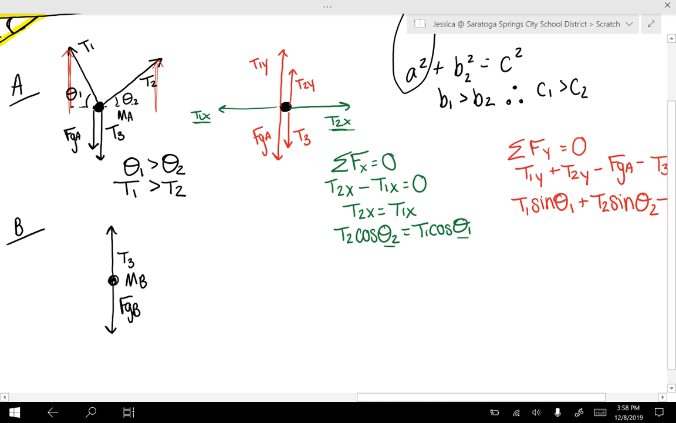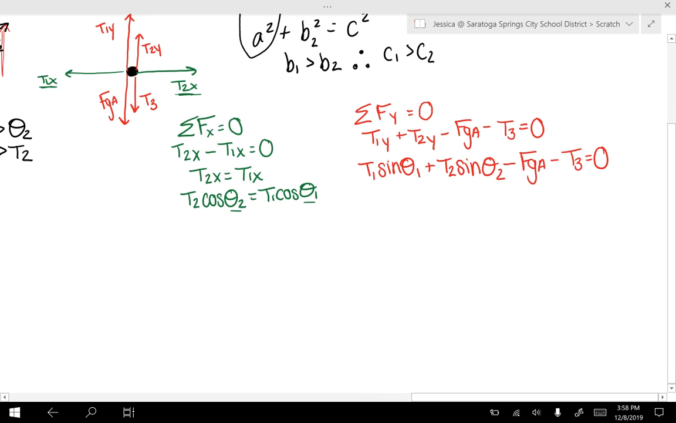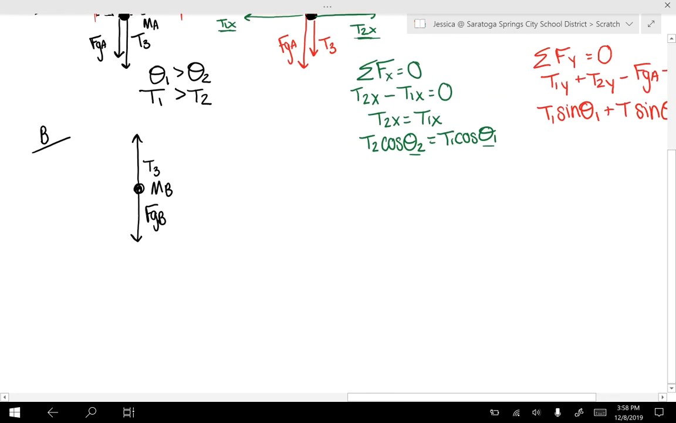Say we know both of those. Well, it looks like in order to solve for T1 and T2, I need a third equation because I don't know what T3 is. So that's when I would go to mass B and look at the y direction on mass B. And I would get T3 minus FGB equals 0. So T3 is FGB, which is just the mass of object B times g.